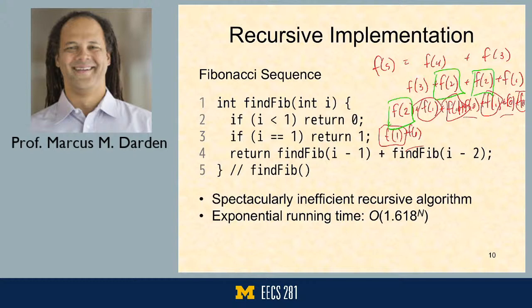However, it is inefficient as all get out. We can look at this as having exponential runtime here, big O of 1.618 to the n. So this is exponential, and bonus points if you can define that 1.618 number. What is that number, and where does it come from?